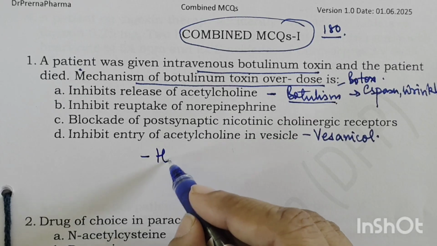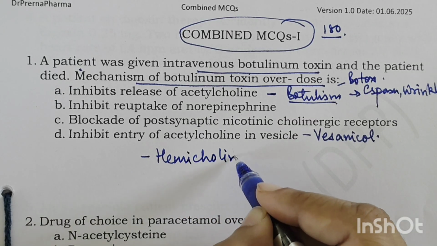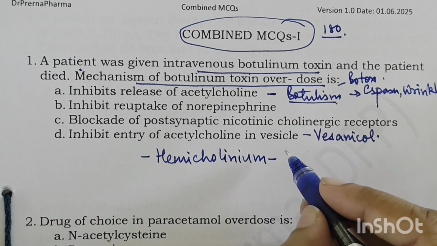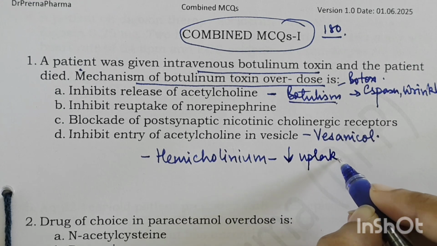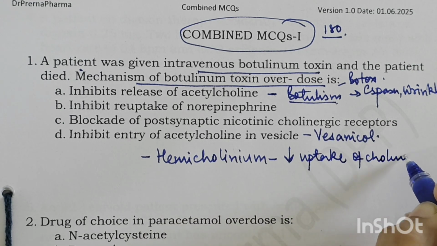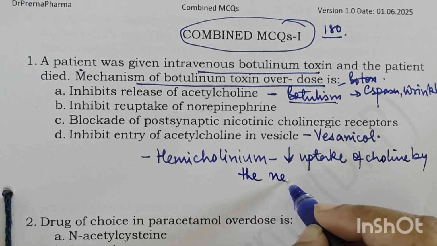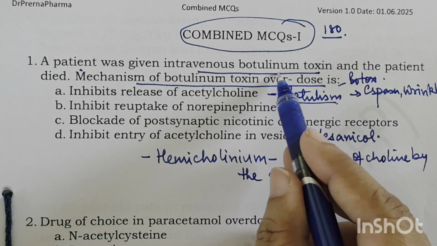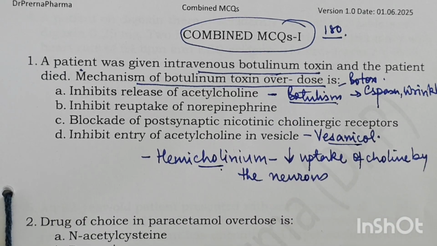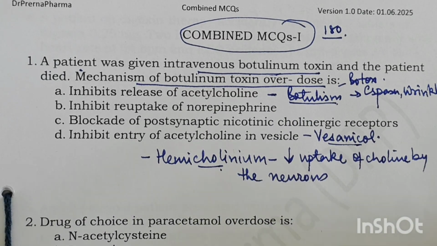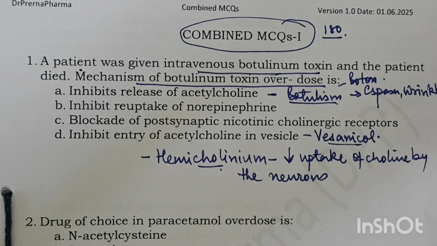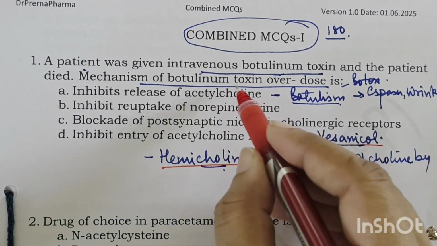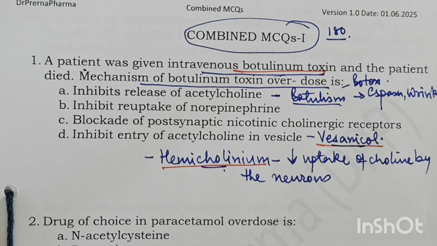There's another substance called hemicholinium, and its action is that it inhibits the uptake of choline by the neurons. So these three substances you need to remember here: botulinum, vesamicol and hemicholinium. These are the three important substances which you should remember when you are studying about botulinum toxin. So I'll mark them: hemicholinium, vesamicol and botulinum toxin. Coming to the next question.